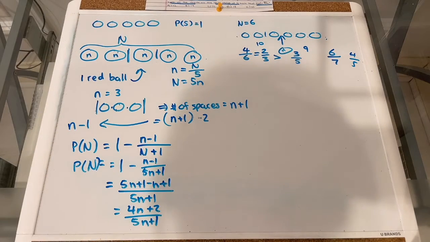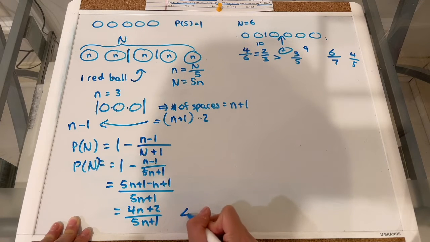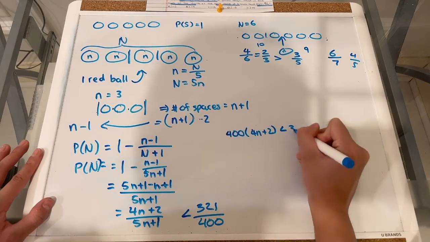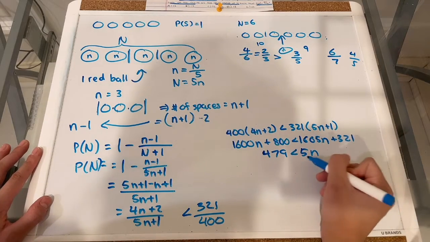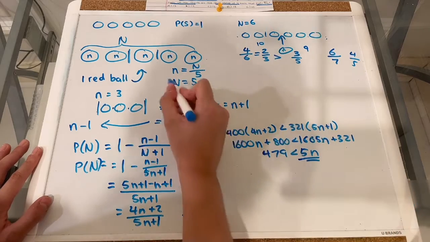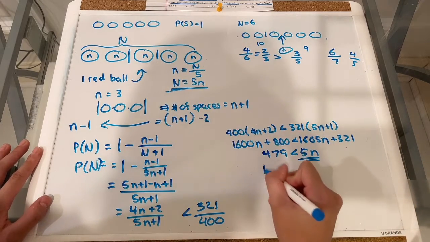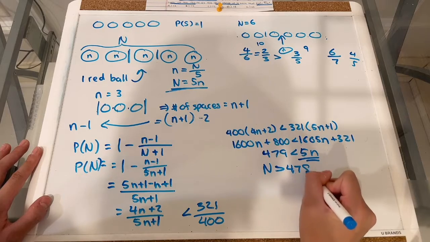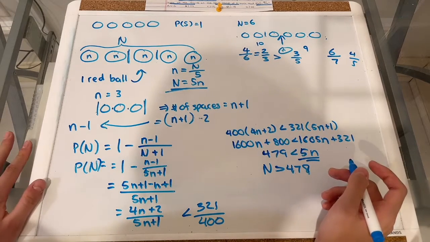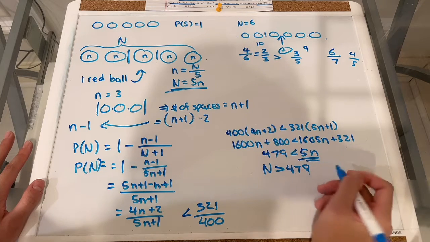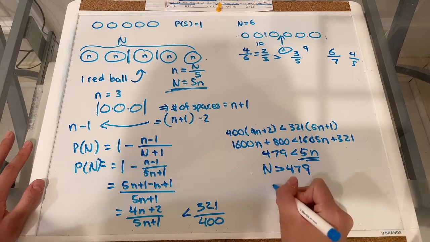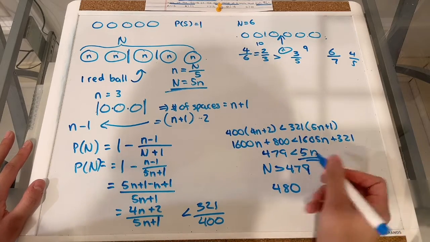And then it asks what is the least value of N such that P of N is less than 321 over 400. Let's simplify it. Remember, we know that N is a whole positive number, so we can multiply it over. And look, 5n, that is a wonderful number. We know that N is equal to 5n. So we know that n is greater than 479. So the least value of N, such that P of N is less than 321 over 400, would be the smallest number of n, which is equal to 480. And that would be the answer to this.